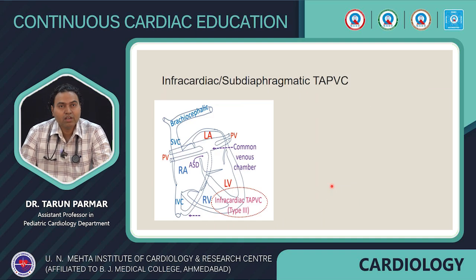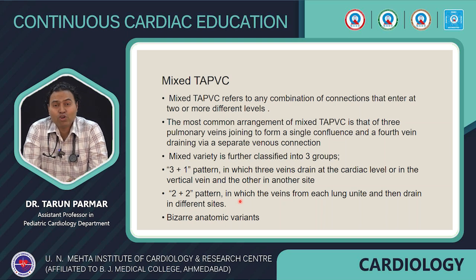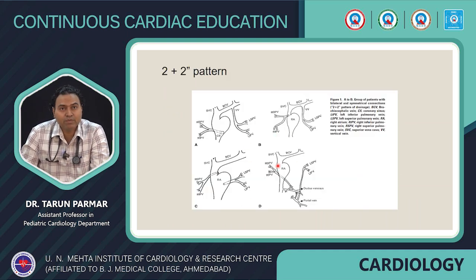This is the pictorial representation of the infracardiac TAPVC that is directly draining into the IVC. And mixed TAPVC, there can be any combination like a 2+2 pattern or a 3+1 pattern. In 2+2, the veins from each lung unite and then drain into different sites, and 3+1 is most common. Three pulmonary veins drain into a common confluence at a certain cardiac level, and another vein is draining separately.